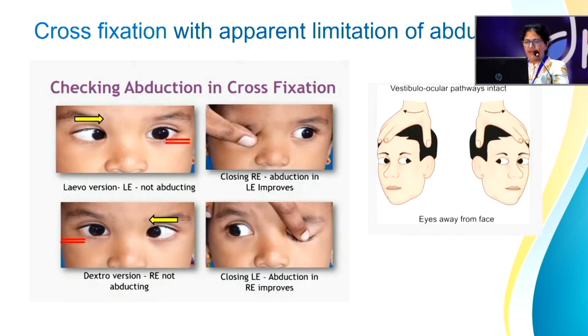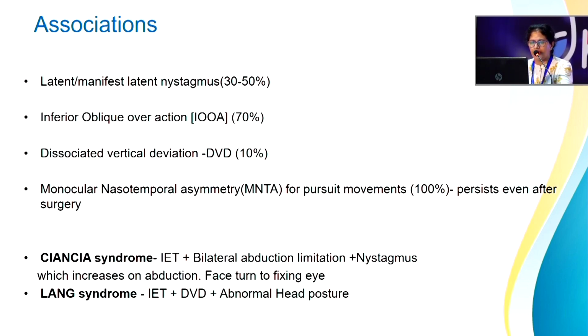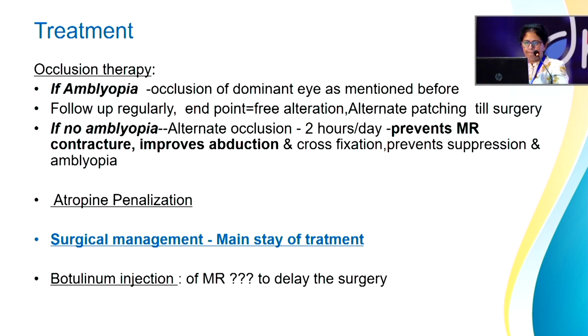There will be apparent restriction of the abduction with cross fixation. So in that case, we have to reveal that there is a full abduction by covering the other eye. You can also do doll's eye movement and check that. Associations: nystagmus, inferior oblique overaction, DVD, monocular nasotemporal asymmetry for pursuit movements can happen.